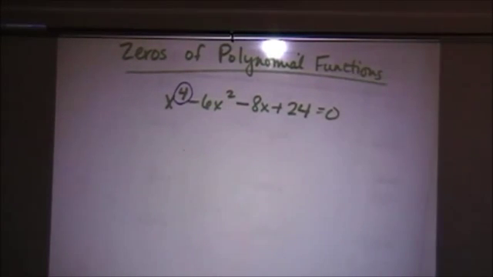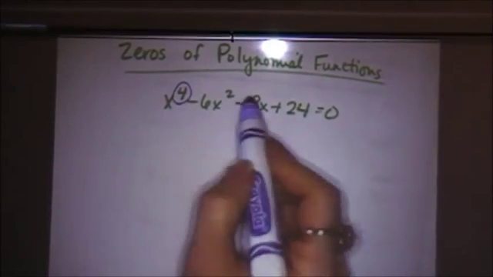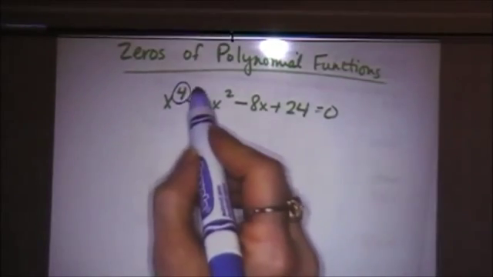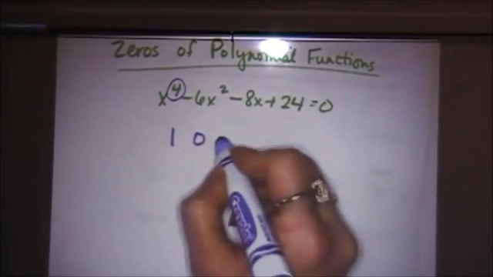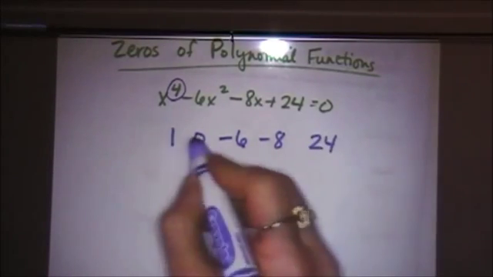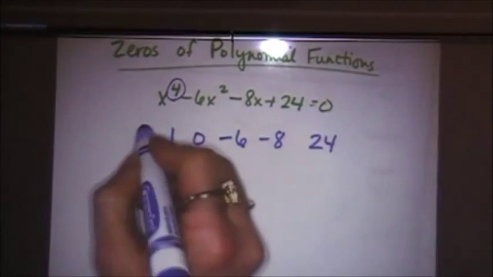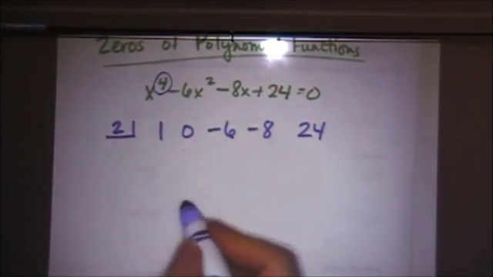So what I'm going to do is use the one that I found, and I'm going to synthetically divide. So I have to set up my coefficients. Notice I'm missing the 3rd degree. So I'm going to do 1, a 0 to hold the 3rd degree, -6, -8, and 24. So 4, 3, 2, 1, constant. So I have all of my places. And I'm going to put 2 in the box because that's the 0 that I found on my calculator.